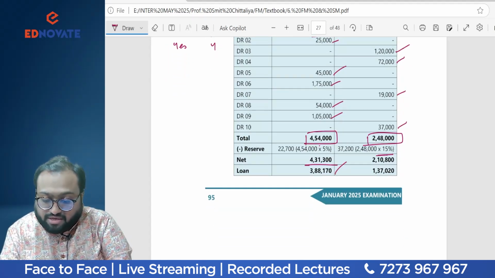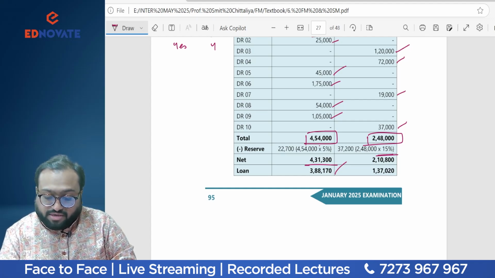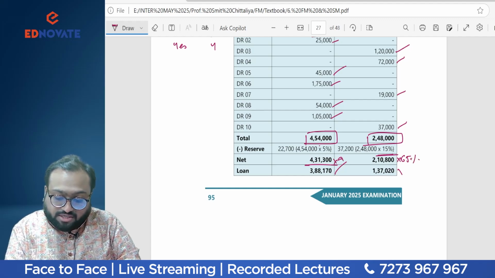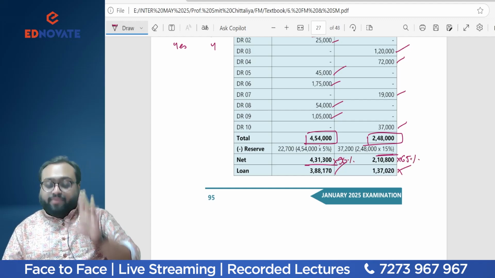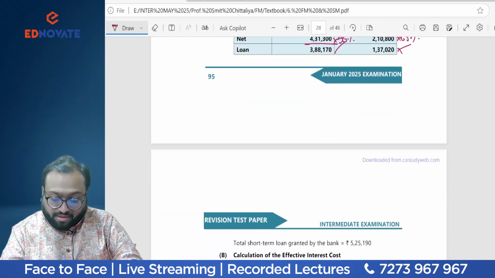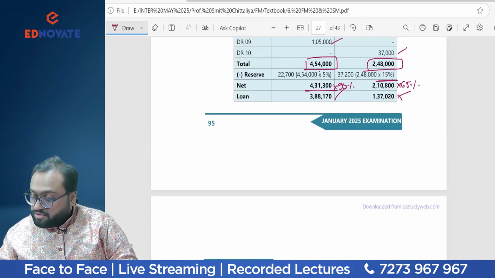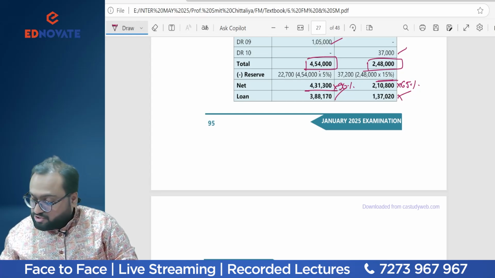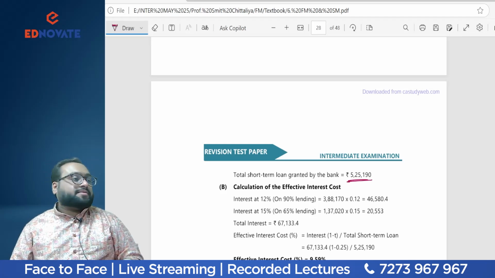Here the bank will keep 15% reserve, and after keeping 15% reserve, this is multiplied with 65%, so the bank will give a loan of 1,37,020. Now this is the loan amount. The bank is going to give a total loan of 3,88,170 plus 1,37,020, a total loan of 5,25,190.